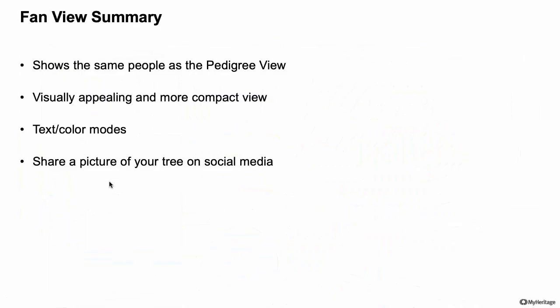So to summarize the fan view, it shows the same people as pedigree view, but visually as a fan chart. It has a text mode and a color mode, and you can share it on social media.